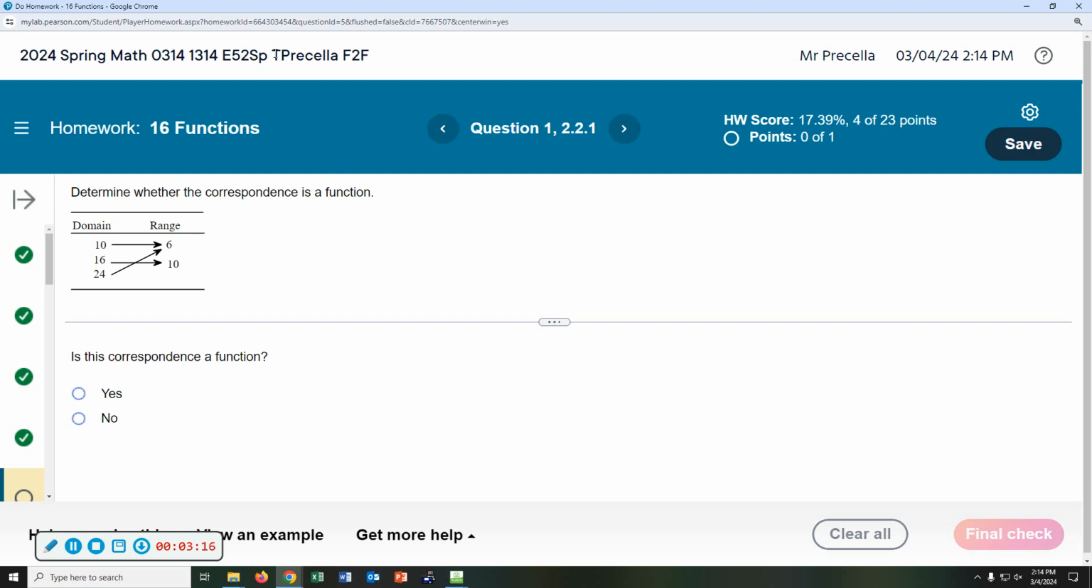Problem number 1 says determine whether the correspondence is a function. It's sort of hard to see those numbers. So problem 1, let me write it down. We have a little table, and it's broken up: domain, range. Looking at that with the arrows, it looks like the x value 10 is being assigned the y value of 6.